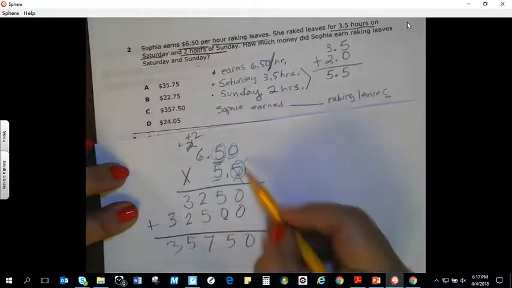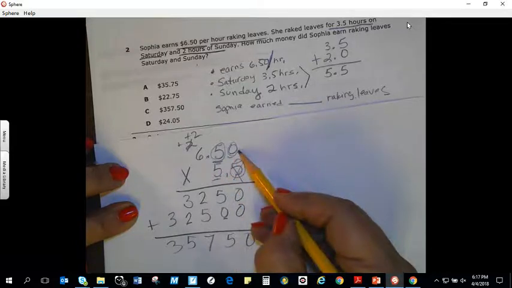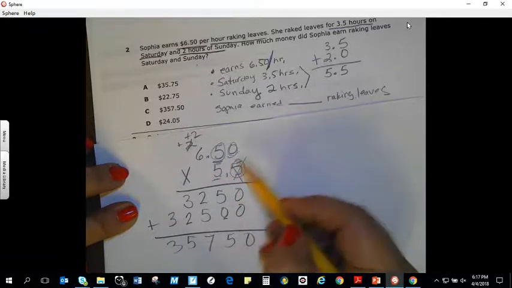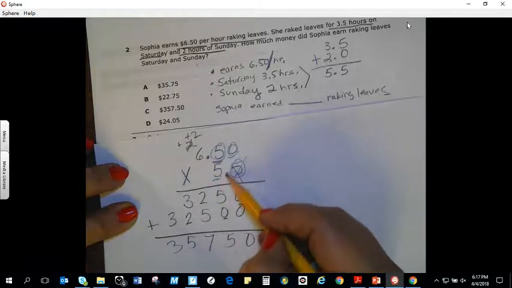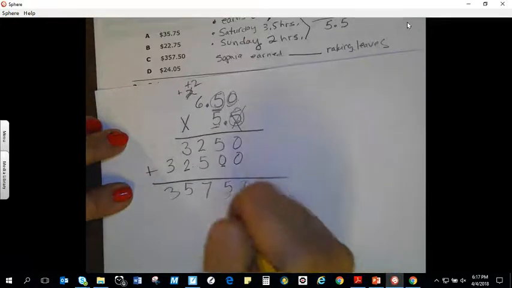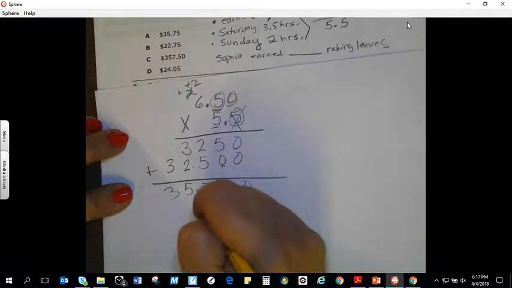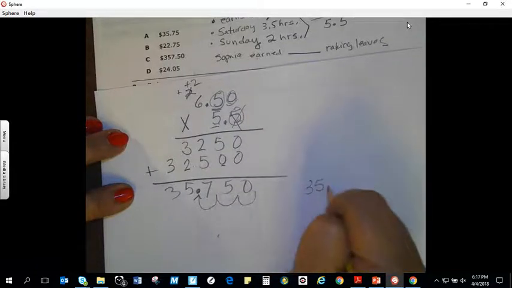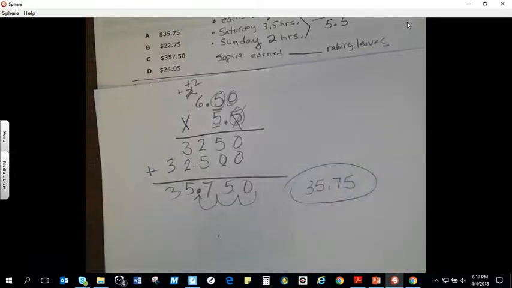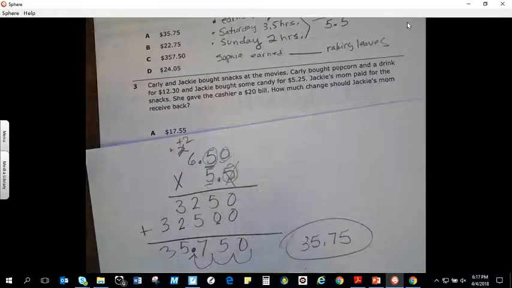And I said I needed to move my decimal 1, 2, and 3 because those are all the numbers that are to the right of the decimal. And I'm starting at the end, and I'm moving it 1, 2, and 3. So my answer is $35.75. So that's how much she earns. And I'm coming over here, and my answer is A.